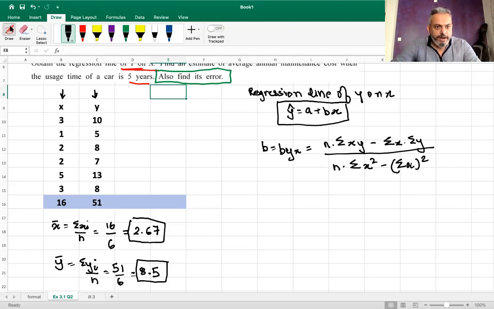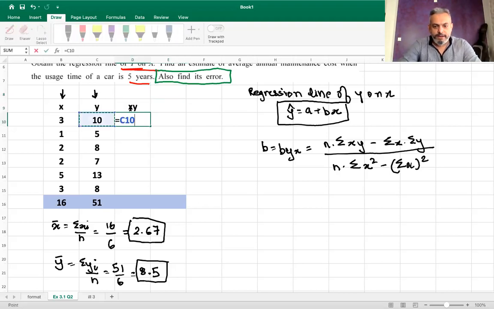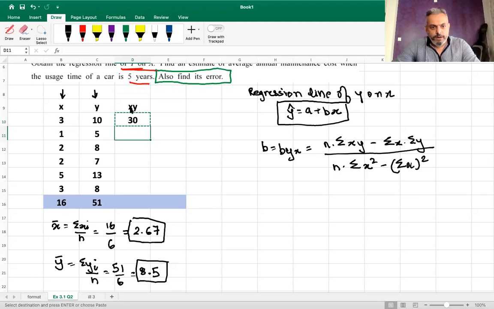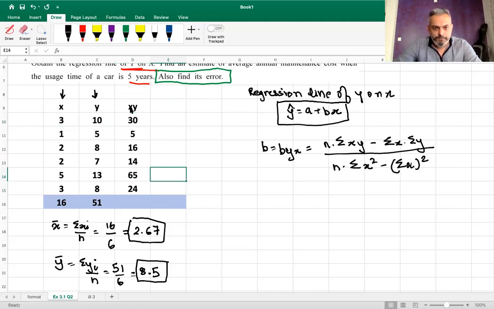So let's write first XY. So we find out X into Y. You can directly do it without calculator. Very simple. 3 tens are 30, 1 5s are 5, 8 2s are 16, 7 2s are 14, 15 3s are 45, and 8 3s are 24.